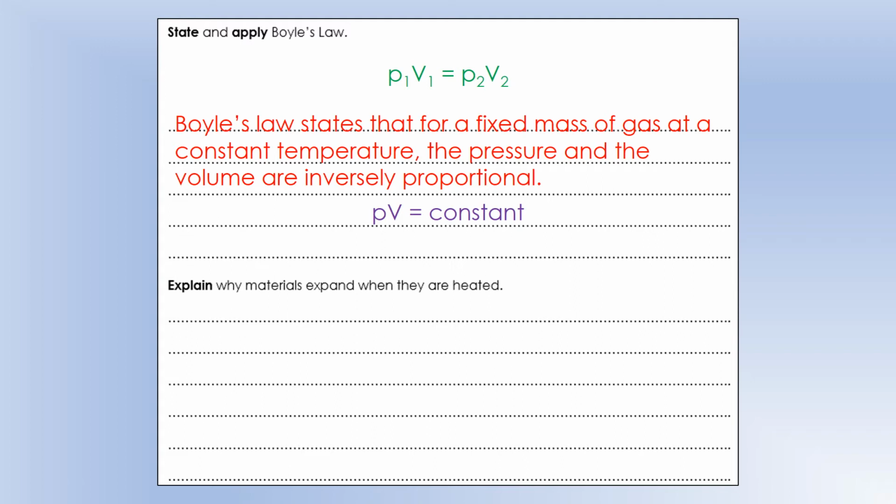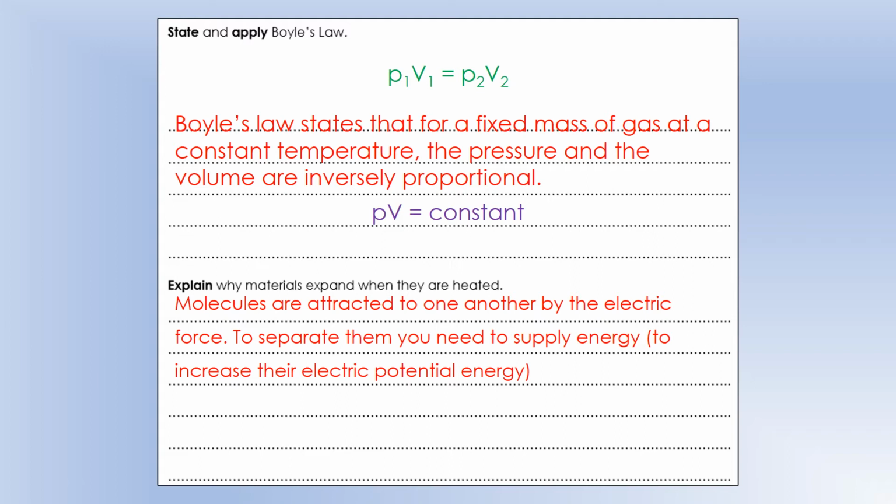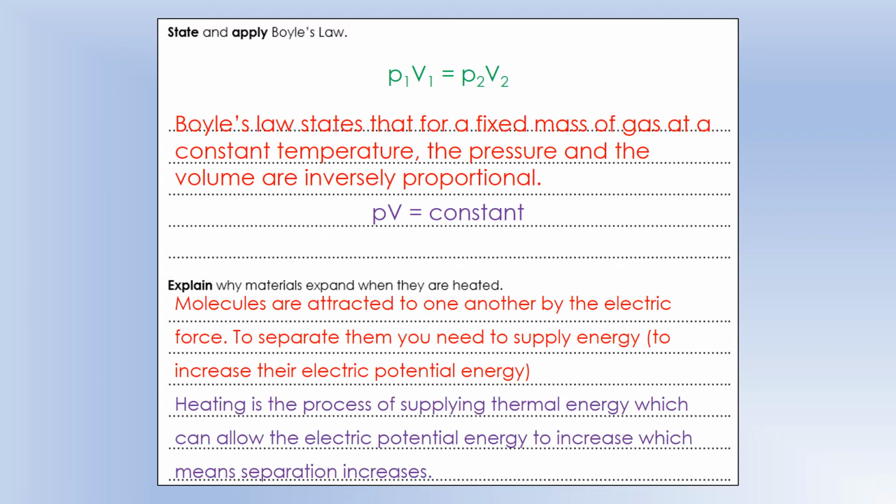So next we're going to look at why materials expand when they are heated. Well, molecules are attracted to one another by the electric force, which is what holds them together in a structure. If we want to move them further apart, we have to supply energy to do that because they don't want to move apart. What we say there is we're increasing their electric potential energy if we pull these particles, which are attracted to one another, further apart. One way of doing that is heating, so supplying thermal energy, which allows the electric potential energy to increase, which means the separation of the atoms or molecules increases.